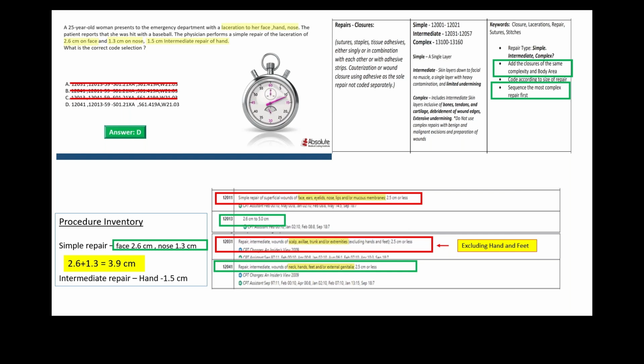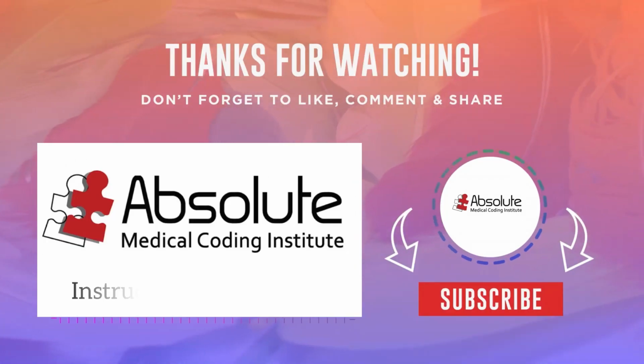Option D is going to be the correct answer, which is coding for 12041, 12013 with 59 modifier, S01.21XA, S61.419A, W21.03. So how are you feeling about this question, coders?